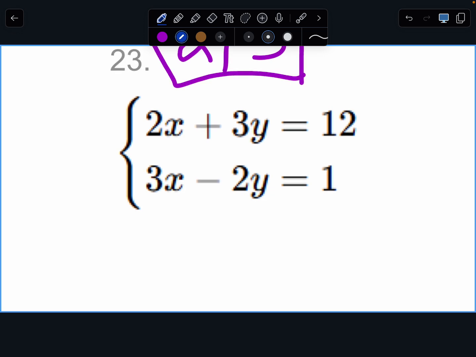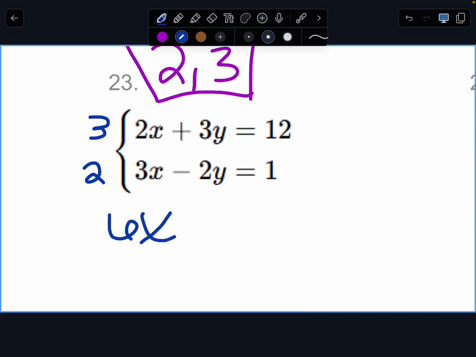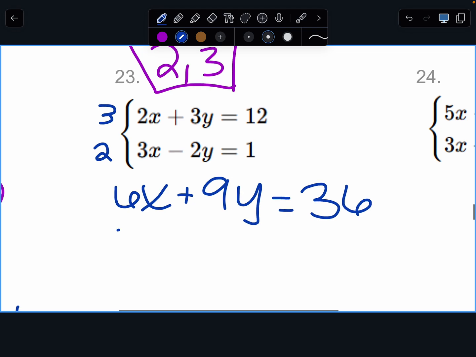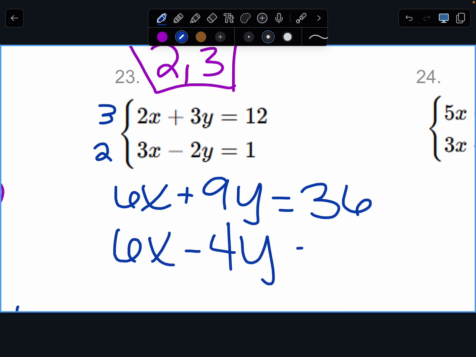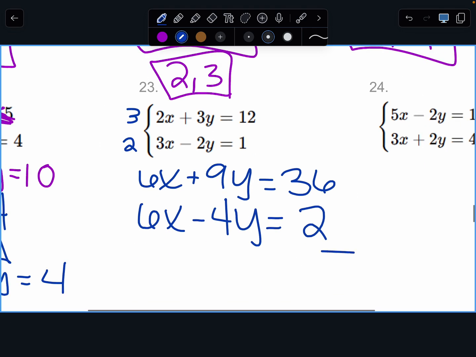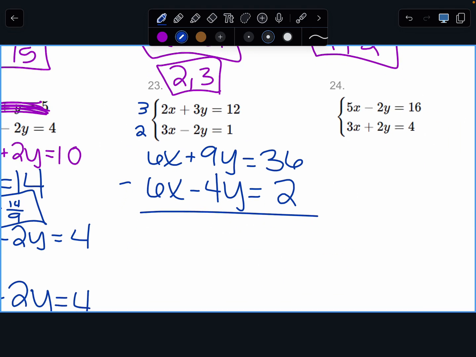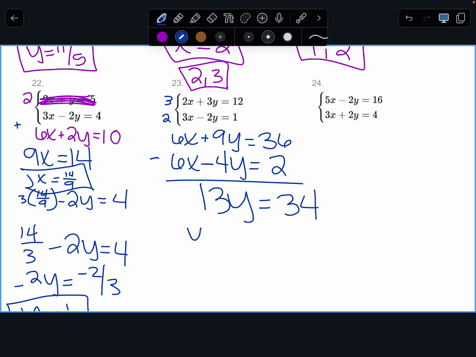All right, this one, we're going to have to multiply all of them. I'm going to multiply this one by 3 and this one by 2. So I get 6x plus 9y equals 36. And this one, 6x minus 4y equals 2. I'm going to subtract these. 9 minus negative 4 is going to give me 13y equals 34. So y is equal to 34 over 13.